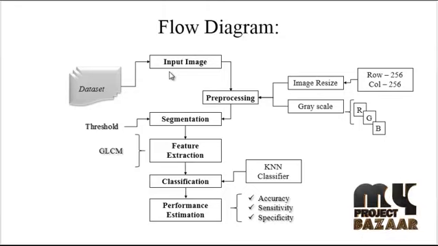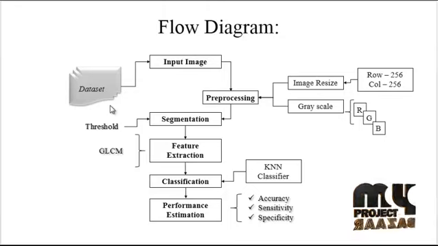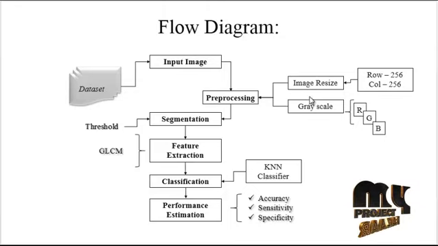In this input stage, the input image is taken from the dataset. The dataset has different kinds of fruit types. After getting any one image from the dataset, we go to pre-processing. In this pre-processing, there are two steps. One is image resize, and the other is grayscale conversion. In the resize step, we resize the image to a particular size of 256x256, which means the number of rows will be 256 and the number of columns will be 256.